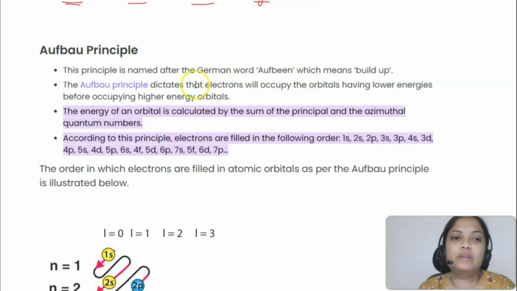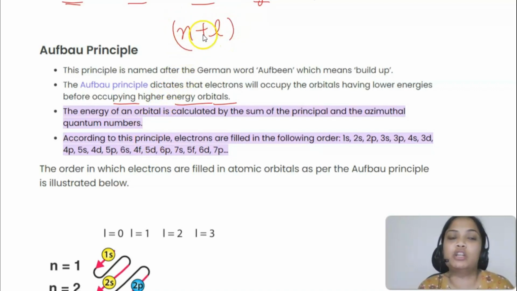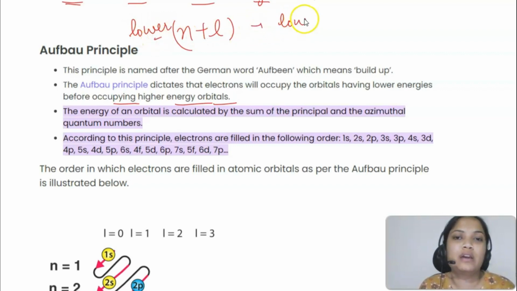So the Aufbau principle says that the electrons will occupy the orbitals having lower energy first, before occupying the higher energy orbitals. Now how to identify the ones having lower energy? There is an n plus l rule. This is a shortcut that I am telling you. Okay, so students, the one having the lower value of n plus l will have the lower energy.